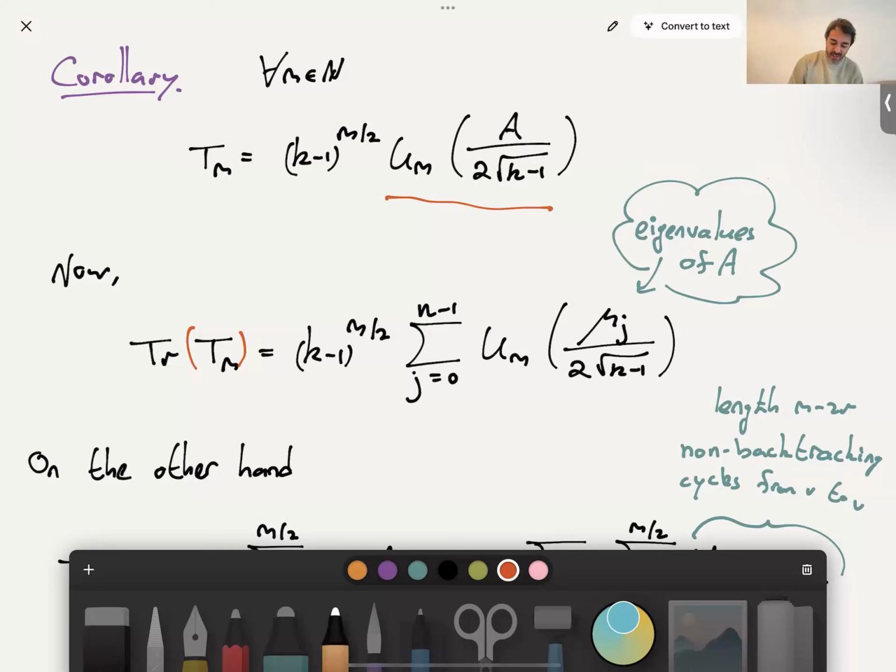Anyhow, what I'm saying is that the trace of Tm is precisely this expression. So you have this factor from before, k minus 1 to the power m over 2, and then you iterate over all eigenvalues, and you apply the Chebyshev polynomial to these eigenvalues, but normalized according to 2 square root k minus 1. Okay.